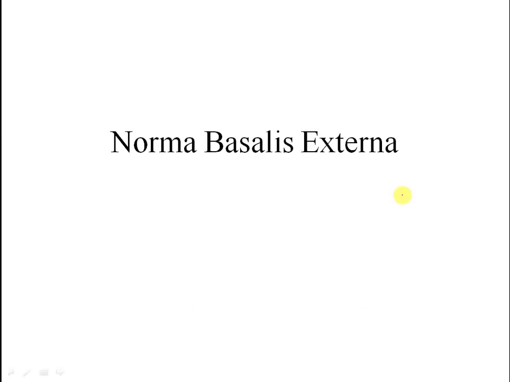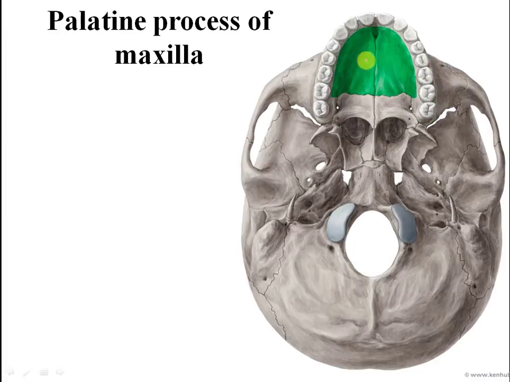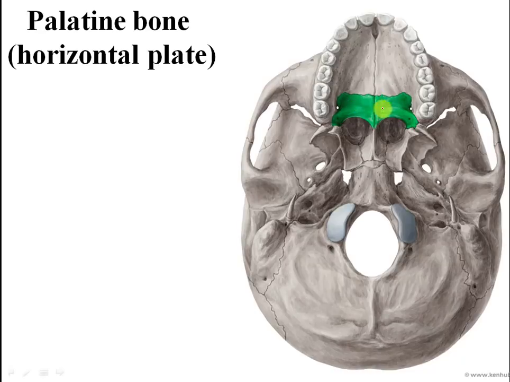Now, norma basalis externa. The norma basalis externa contains the following bones. The first bone is the maxilla, and remember that the maxilla sends this horizontal plate to participate in the formation of the hard palate, the palatine process of maxilla. We have two processes that unite here in the middle by this suture. Posteriorly, the hard palate is formed by the palatine bone, in particular the horizontal plates of the palatine bone.